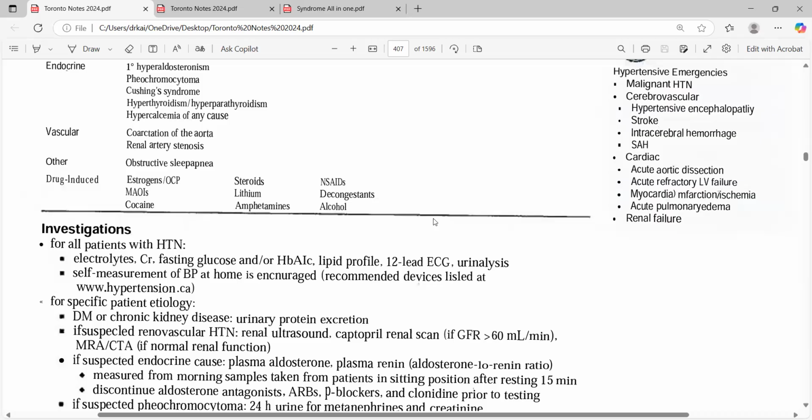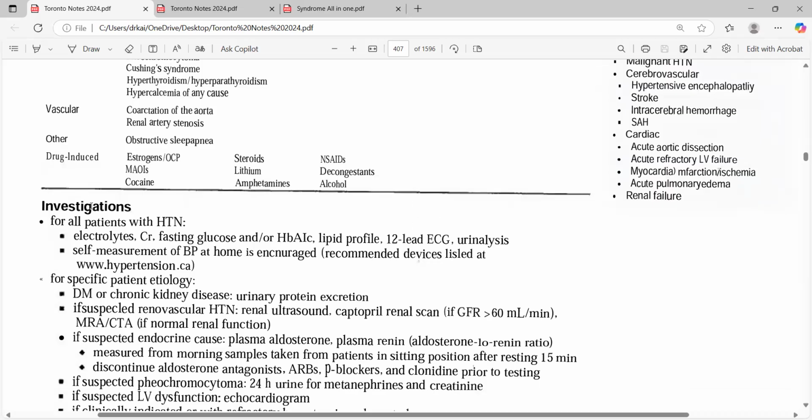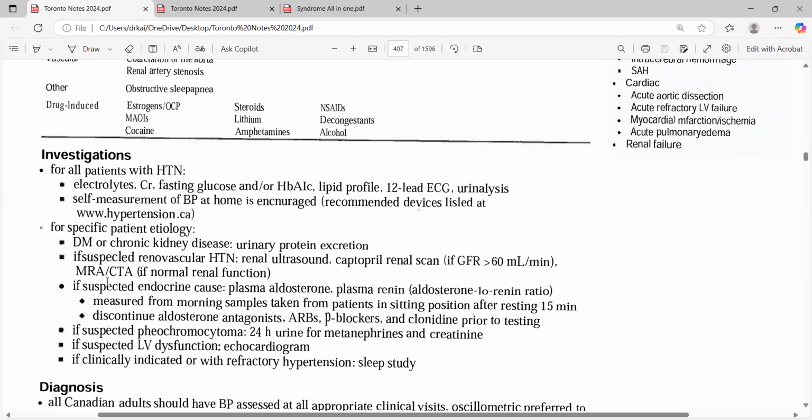epidemiology tomorrow. Then the investigations for all the patients, we are going to check their electrolytes, fasting, HbA1c, like all of the blood work, urine analysis, checking their kidneys, all of those ones. And then going for the diabetes. Usually in the patient, we do have to look for aneurysms, because there are chances of that one. And then if pheochromocytoma is suspected, 24-hour metanephrines and creatinine can be checked. Left ventricular dysfunction, we do echocardiogram.